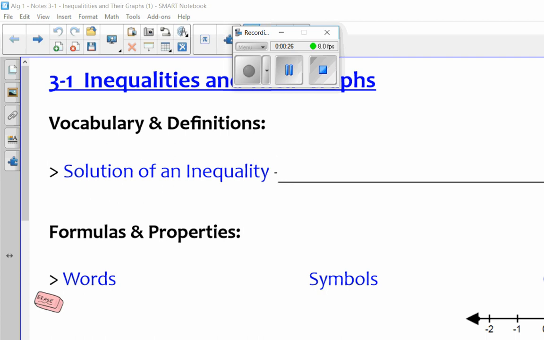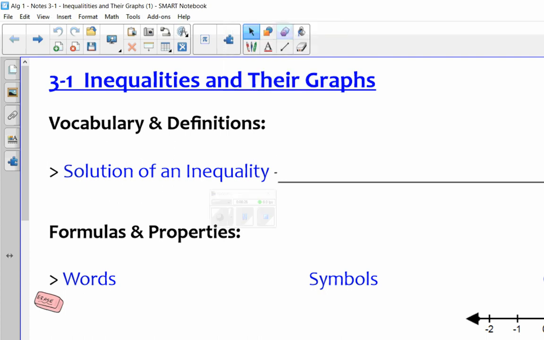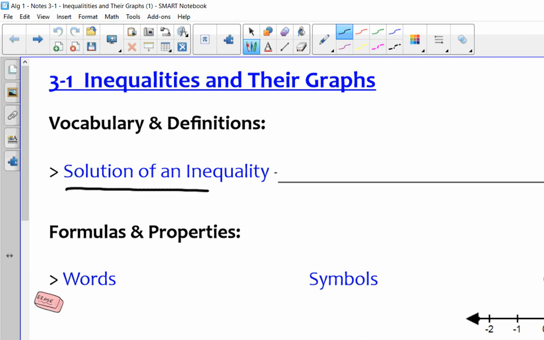So if we can go ahead and put in this first heading right here, a solution of an inequality.